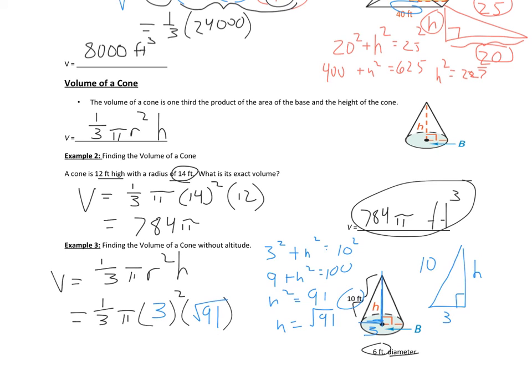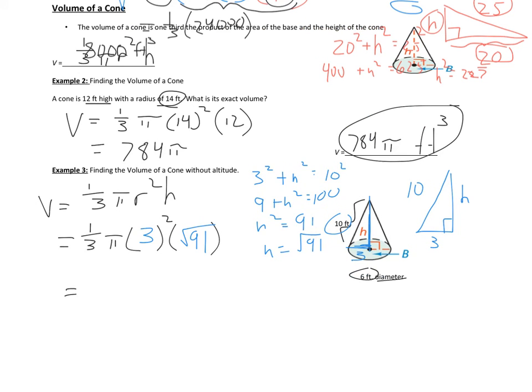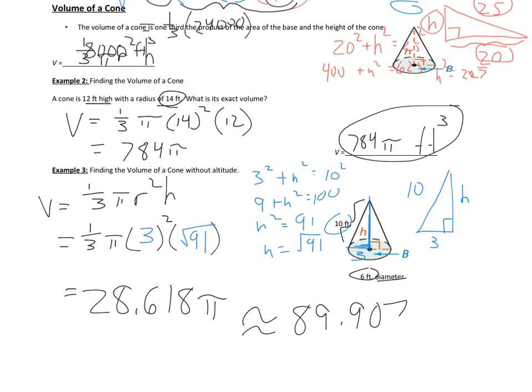So I'll go ahead and multiply this out and I get 28.618 pi. And just because it's already in decimals, why not go ahead and multiply that by pi to get answers totally in terms of tenths. And so I get 89.907. My units there are feet, so that would be cubic feet.